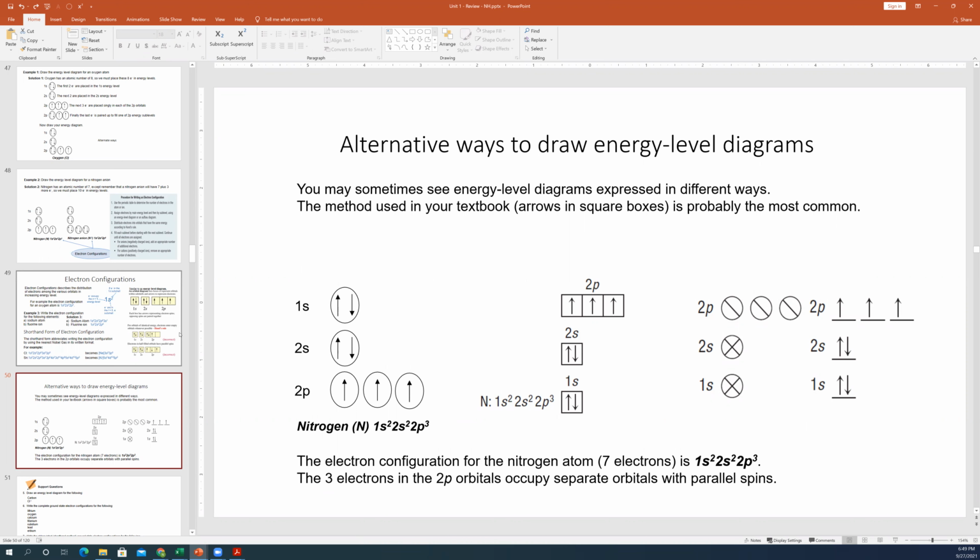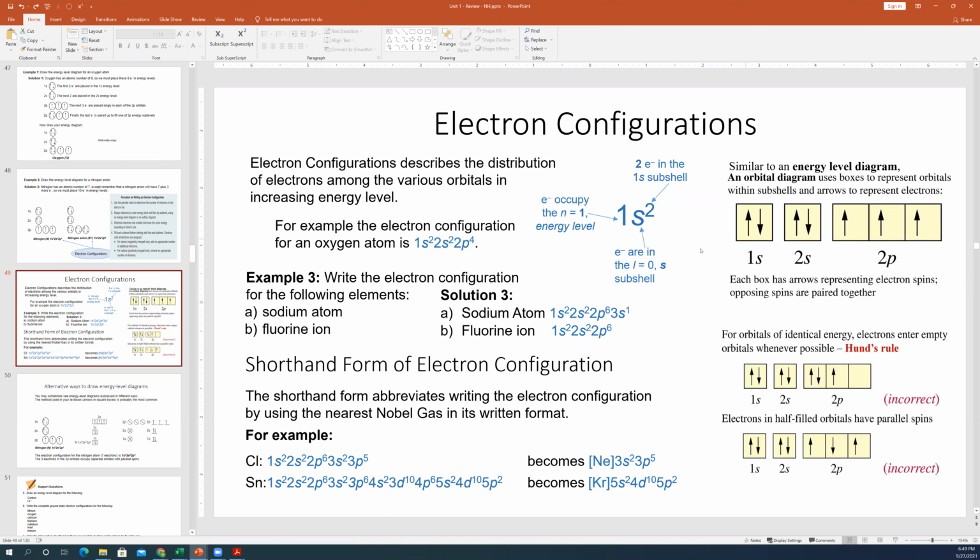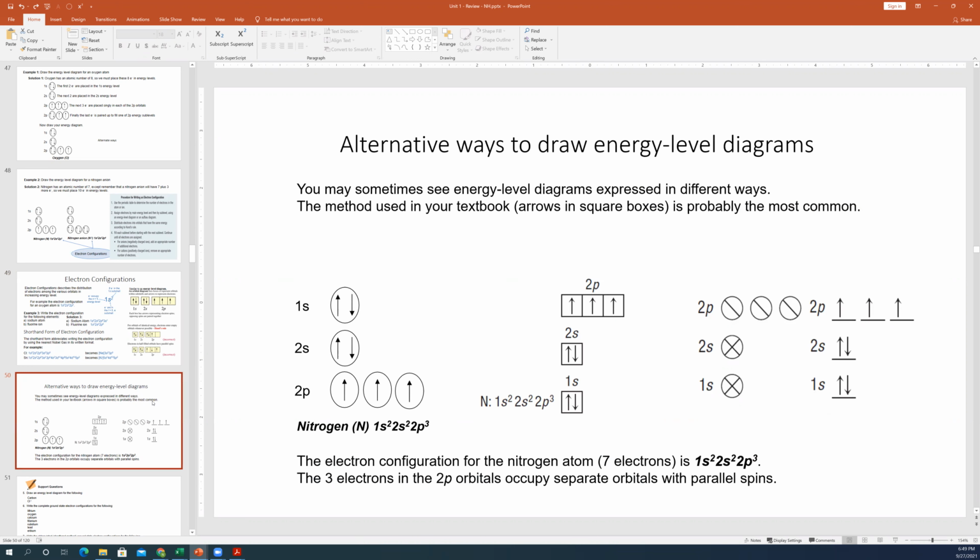So this is how you figure out how many electrons an atom has, an atom like oxygen, or here in this example, nitrogen. Nitrogen is element number 7, so it has 7 protons. Therefore, it must also have 7 electrons.